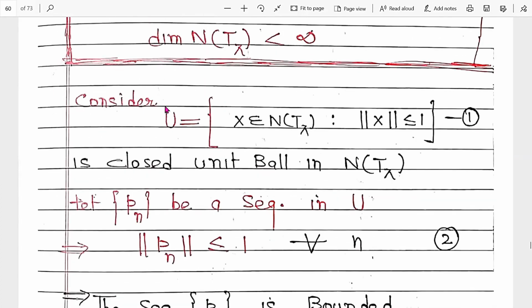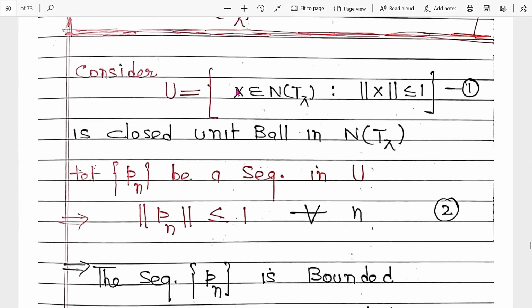Now, first we consider the set U, which is all x belonging to the nullity of T lambda such that the norm of x is less than or equal to 1.